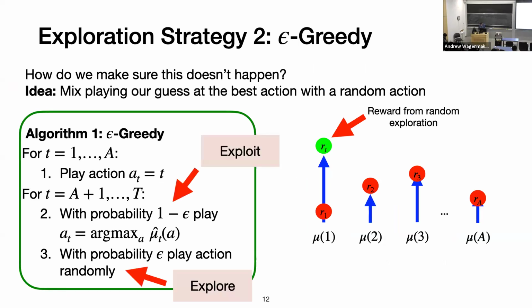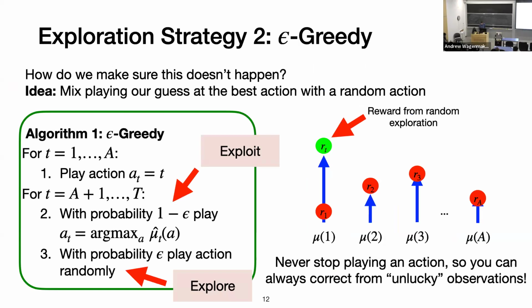So this is good in that this epsilon greedy is now doing some explicit amount of exploration. And you can actually show that with this strategy, you'll never stop playing an action. I'll always end up playing every action for all time. And so I'll always correct for some unlucky observation.